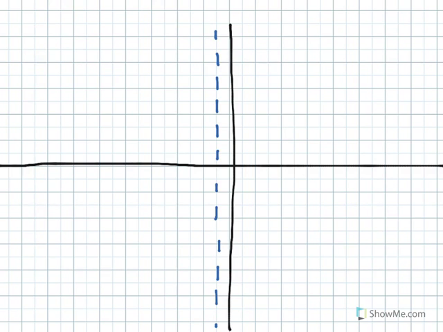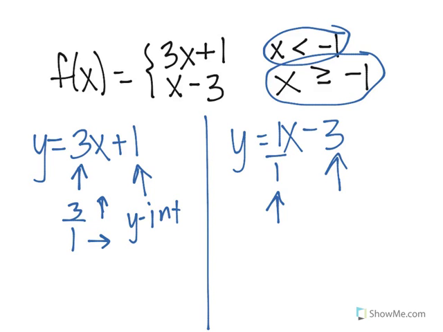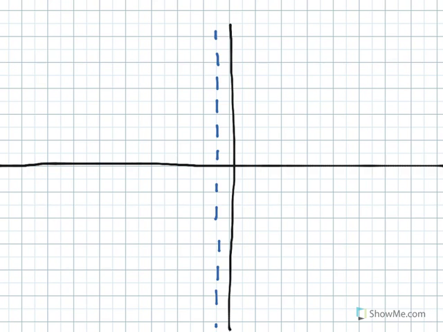So now I know that when x is less than -1, this is going to be the graph. So right now, I'm going to go ahead and say, okay, when x is less than -1, I'm drawing 3x plus 1. When x is greater than or equal to -1, I'm going to draw, on this side, x plus 3. Okay? And I'm actually going to do that one in a different color. Let's do it in red.